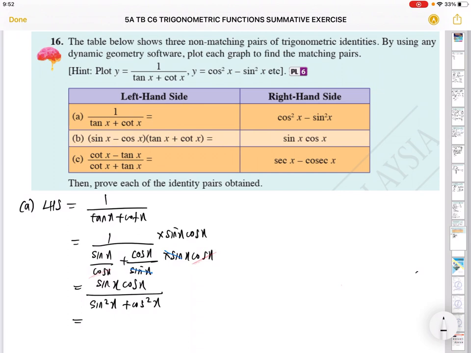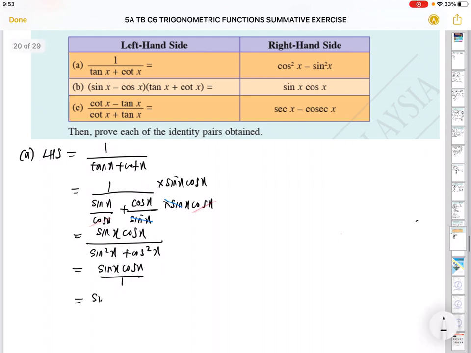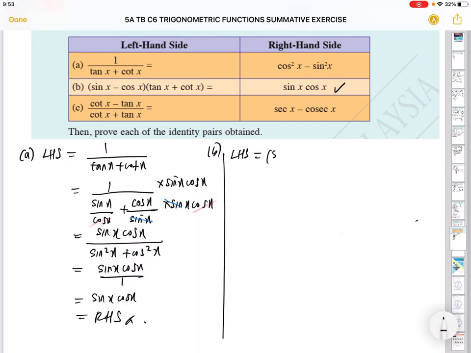Okay, all right, B. I start off with left hand side, my sine x. Now I'm not going to copy the question, I'm just going to write sine x minus cos x. Tangent we know is sine over cos, cotangent is cos over sine. So let's combine this, sine x minus cos x. Okay, cross over, sine times sine, sine square, cos times cos is cos square. My denominator is sine x cos x.